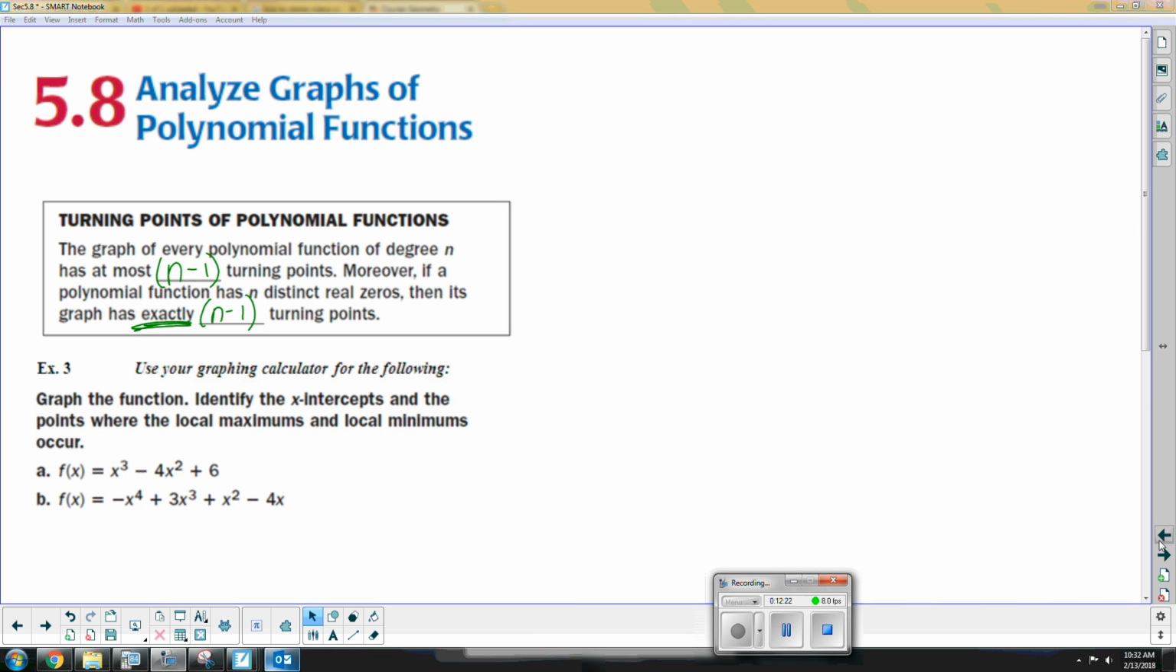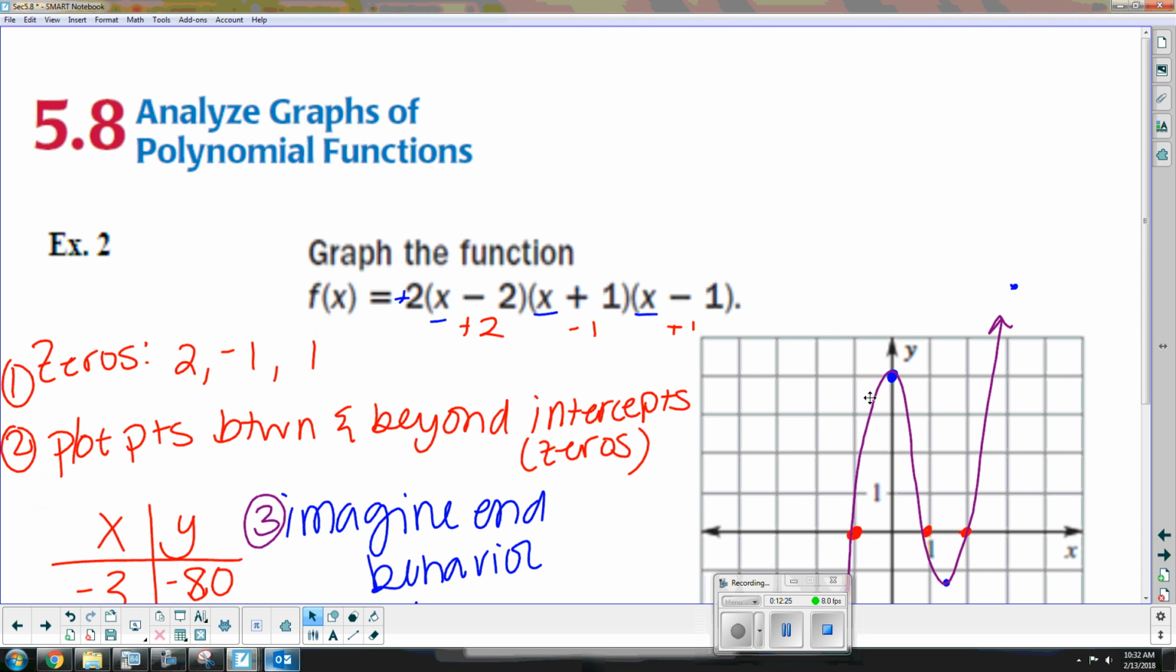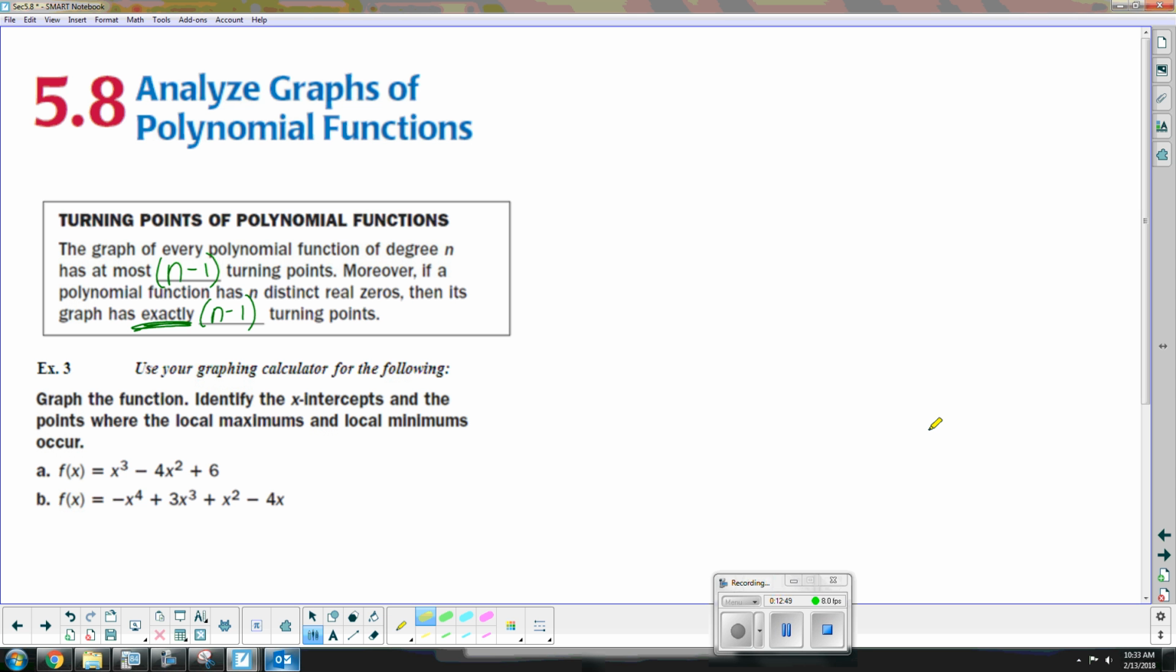So if you notice from our last graph, if we go back one page, this is a 3rd degree polynomial function, and you can see 2 directional changes. So right here, the direction changes from going up to going down, and here the direction changes from going down to going up. So we call those turning points. So in any polynomial function of degree n, the most turning points it has is n minus 1. So in a 3rd degree polynomial function, we'll see 2 turning points.